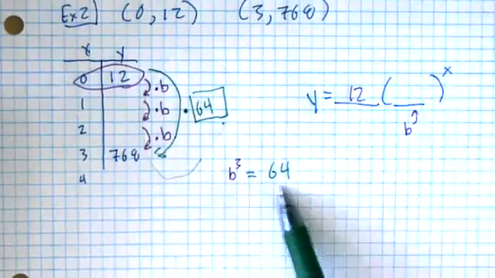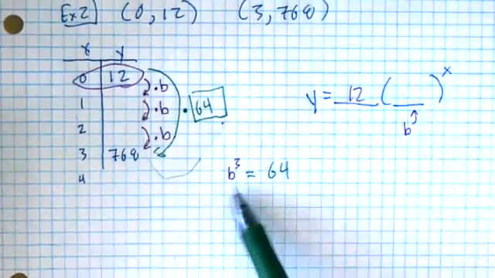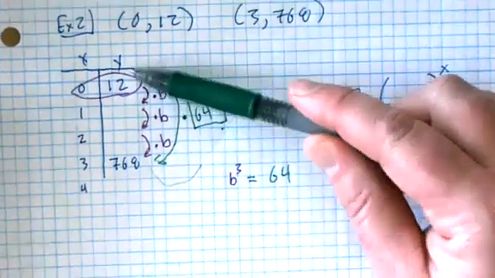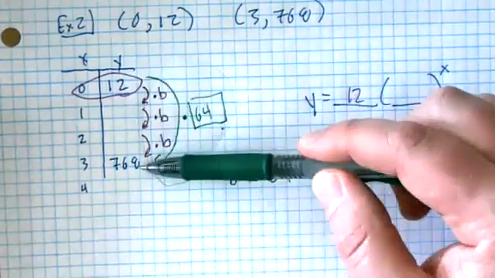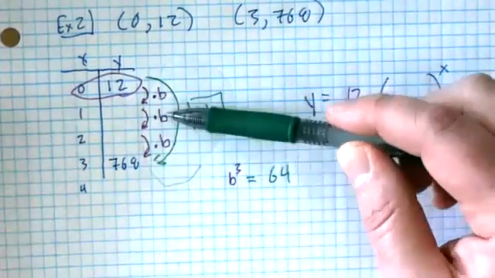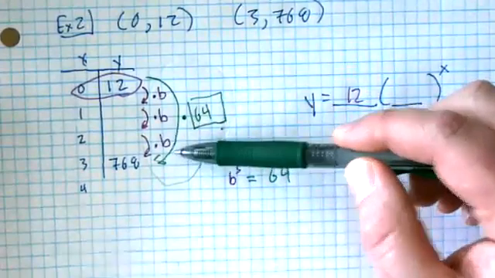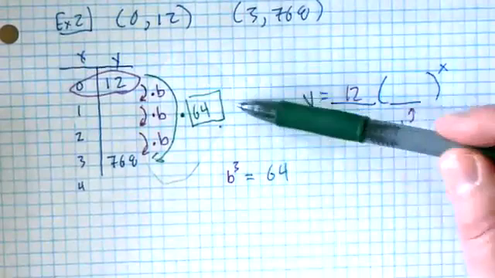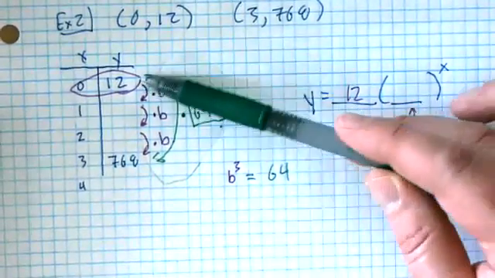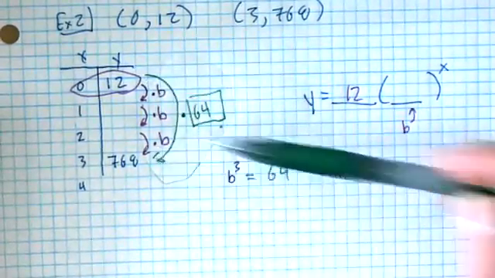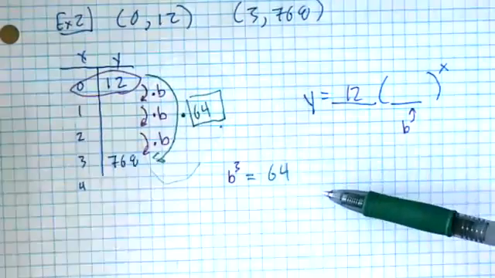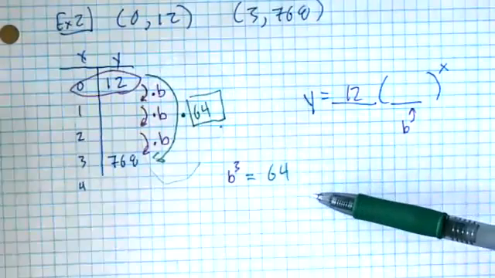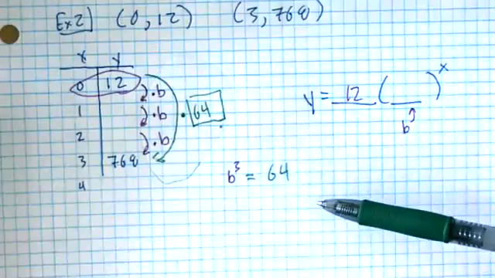So do you understand how I wrote this equation? I had 3 steps, right? Between 12 and 768, there's 3 steps there. Each time I'm going to multiply by b, whatever it is. So if I multiply b times itself 3 times, that would be the same as multiplying by 64, because that 64 gets me from 12 to 768. Do you see how I'm getting this equation? Okay, you think so? We'll check you on the next one, okay?